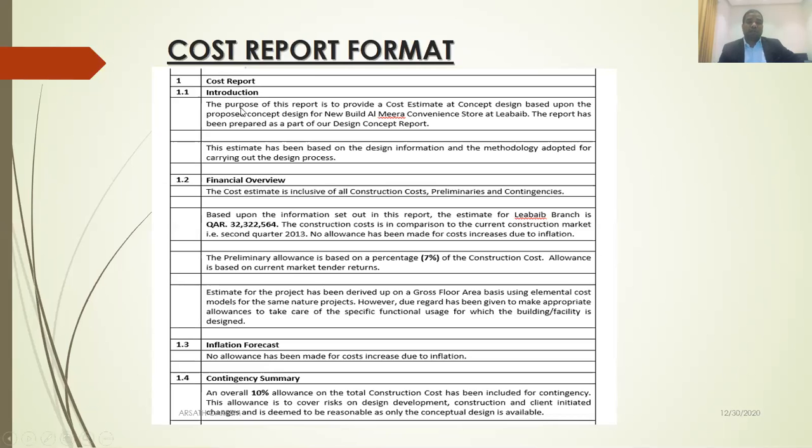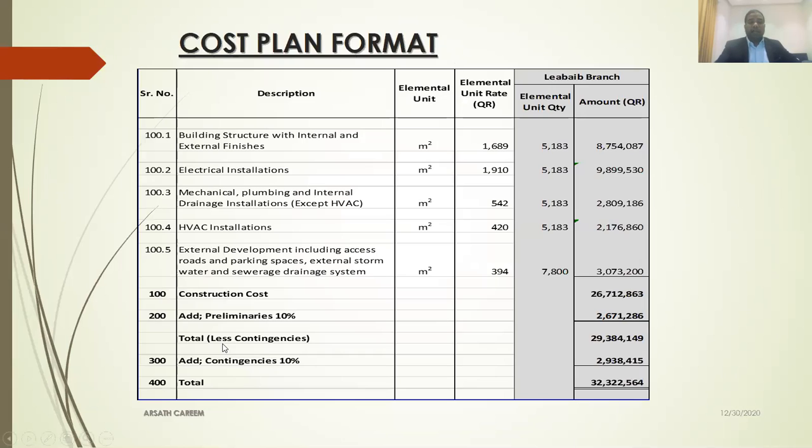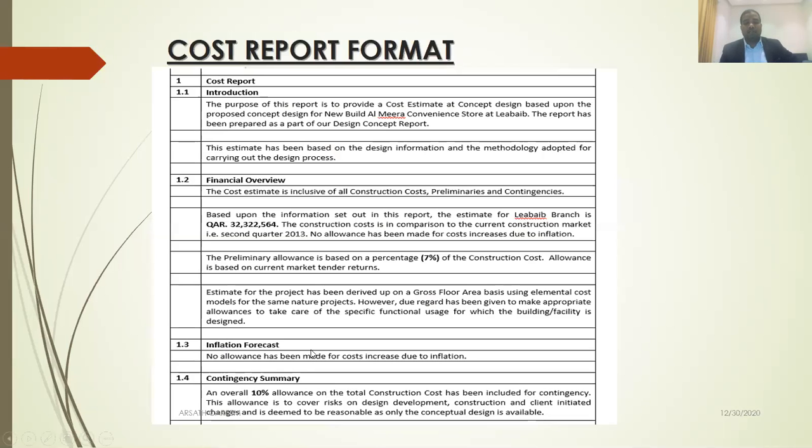Normally, the cost report should include introduction of the project, financial overview, inflation forecast. During your cost plan, did you include any inflation forecast? Here we haven't had any inflation. So here no allowance has been made for cost increase due to inflation. Also contingency summary. So how much percentage? This is the cost report format.